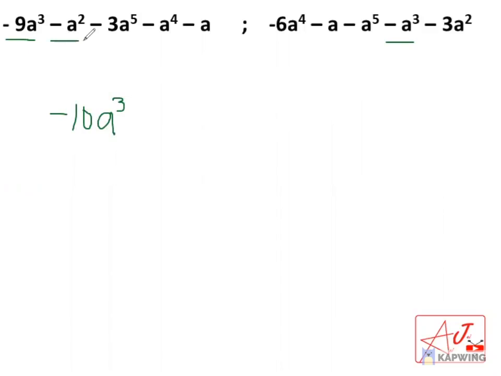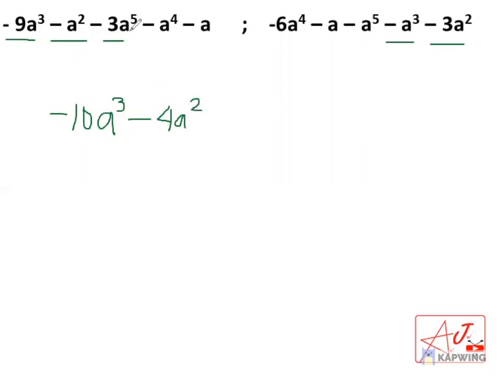Next, si a squared naman. Tingnan natin yung negative a squared. Tingnan natin kung may a squared dito. Ayan, ito a squared. So negative at negative ulit. Copy muna natin yan dahil pareho naman negative yan. Dahil parehas sila ng sign, i-add natin. So we have 3 here and we have 1 here. So 3 plus 1 is 4. Then copy lang natin yung variable na a squared.